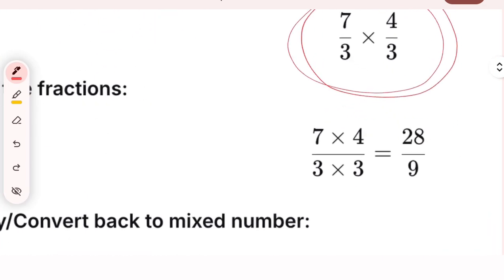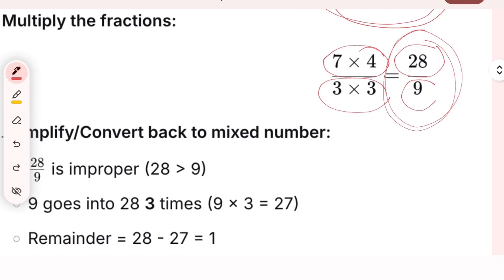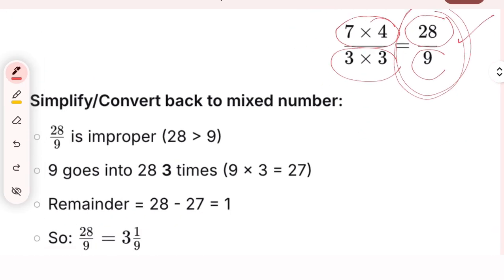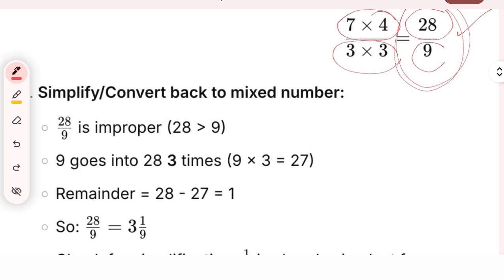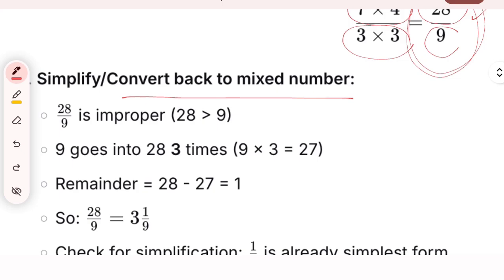Because if you have multiplication, you just multiply the numerators, which is 28. You also multiply the denominators, which is 9. So your answer is 28/9. But be careful, you cannot give this as your answer because that is an improper fraction. You need to convert it back to a mixed number for your final answer.